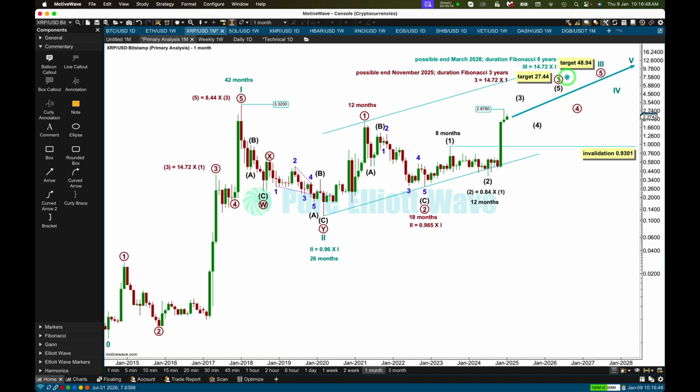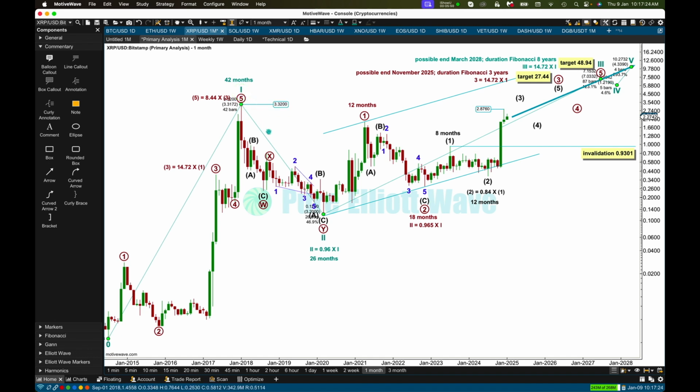Within the impulse of primary wave 3, intermediate 1 and 2 are complete, intermediate 3 is underway, and intermediate 4, when it arrives, may not move into wave 1 price territory below 0.9301. Here's one way you can use 2 Elliott Wave rules to inform your investing and trading. If you enter a position within wave 1 price territory and the third wave is now underway, you know that the Elliott Wave rule says wave 3 must move beyond the end of wave 1 and wave 4 may not overlap wave 1 price territory.